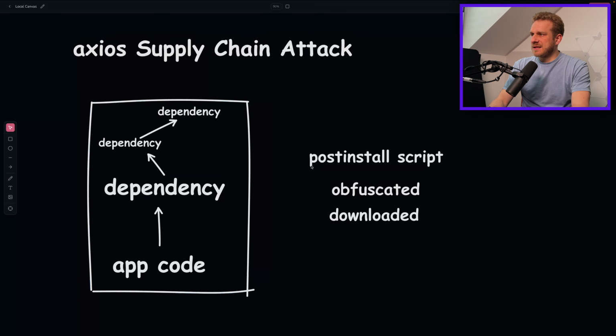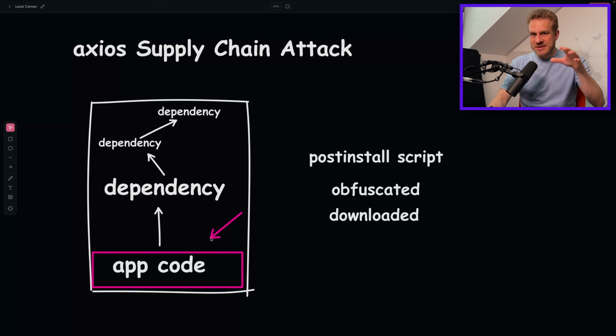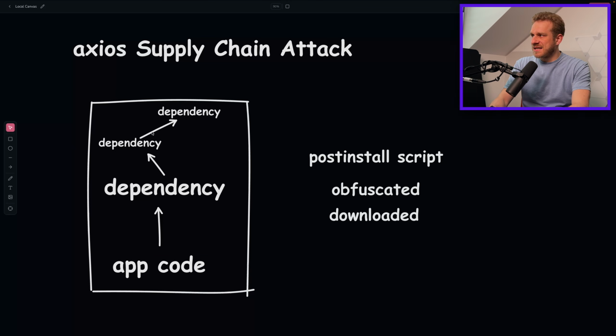Now, how exactly did this all happen and what exactly is a supply chain attack? I'll also share, by the way, how you can secure yourself against attacks like this in the future. But first, let's understand what exactly happens and what a supply chain attack is. A supply chain attack is simply an attack that does not target your application code. The attacker doesn't try to directly infiltrate your system or your code base. Instead, they leverage the fact that your application code typically has dependencies which themselves have dependencies.